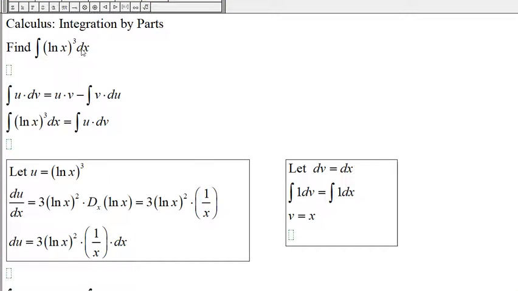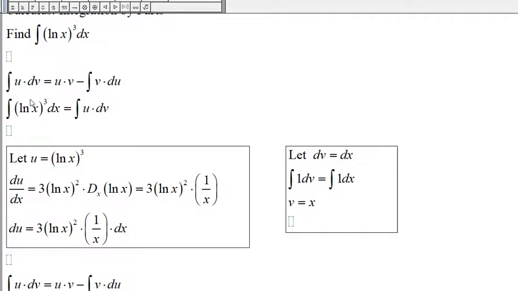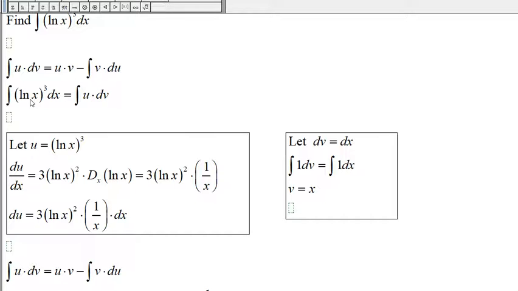Here we want to use integration by parts to find the integral of natural log of x to the third. And so, once again, this is the formula for integration by parts. What we do is we look at the integral, and then we need to decide to let something be u and the rest of it be dv. It's a trial and error process.